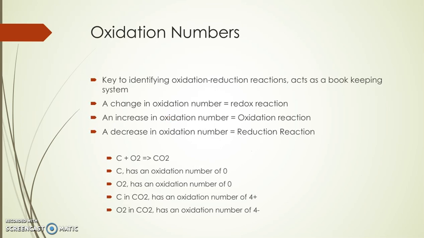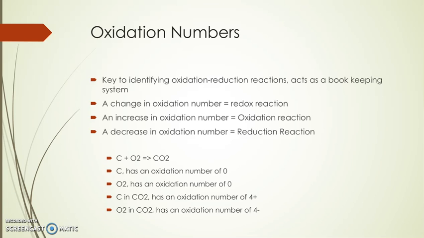Oxidation numbers are key to identifying half reactions. A change in oxidation number tells us that it is a redox reaction. For example, let's look at the reaction between carbon and an oxygen molecule. By just looking at the reaction, we cannot tell if there are electrons being transferred.